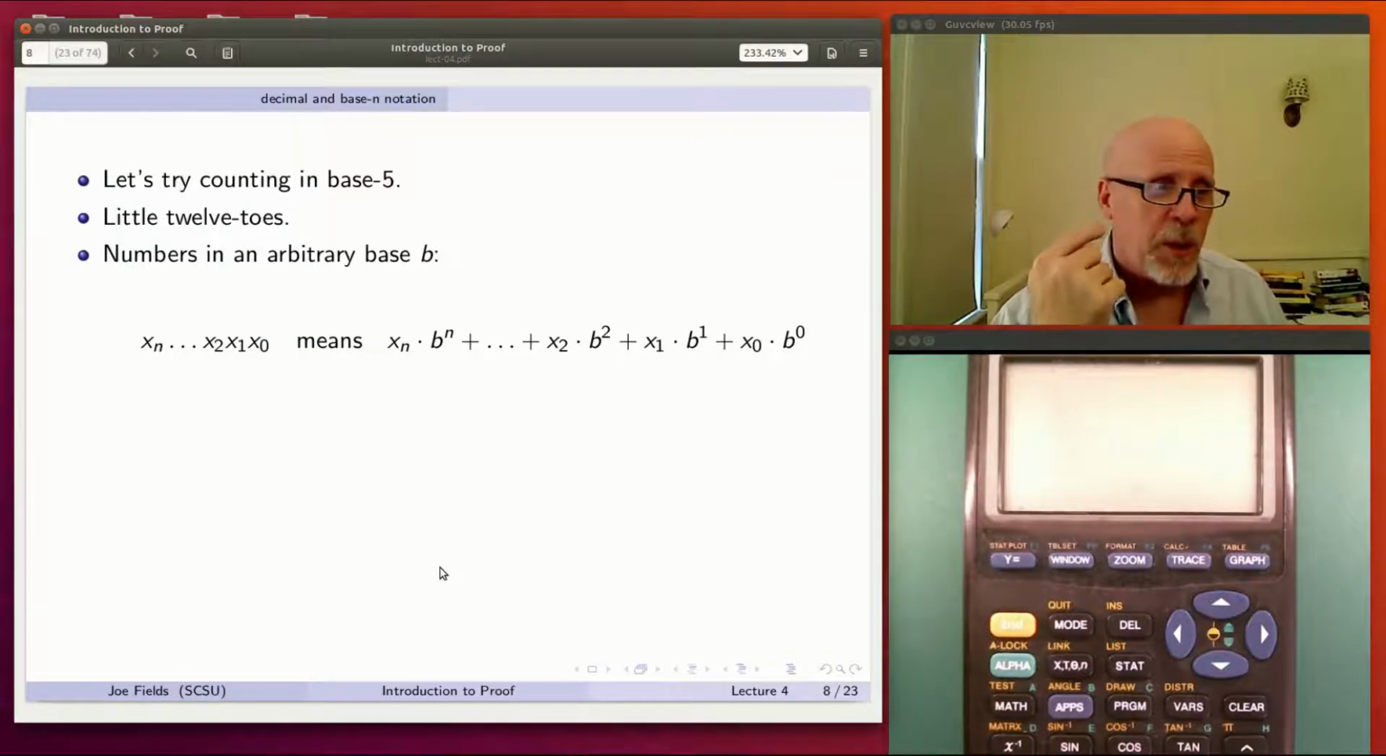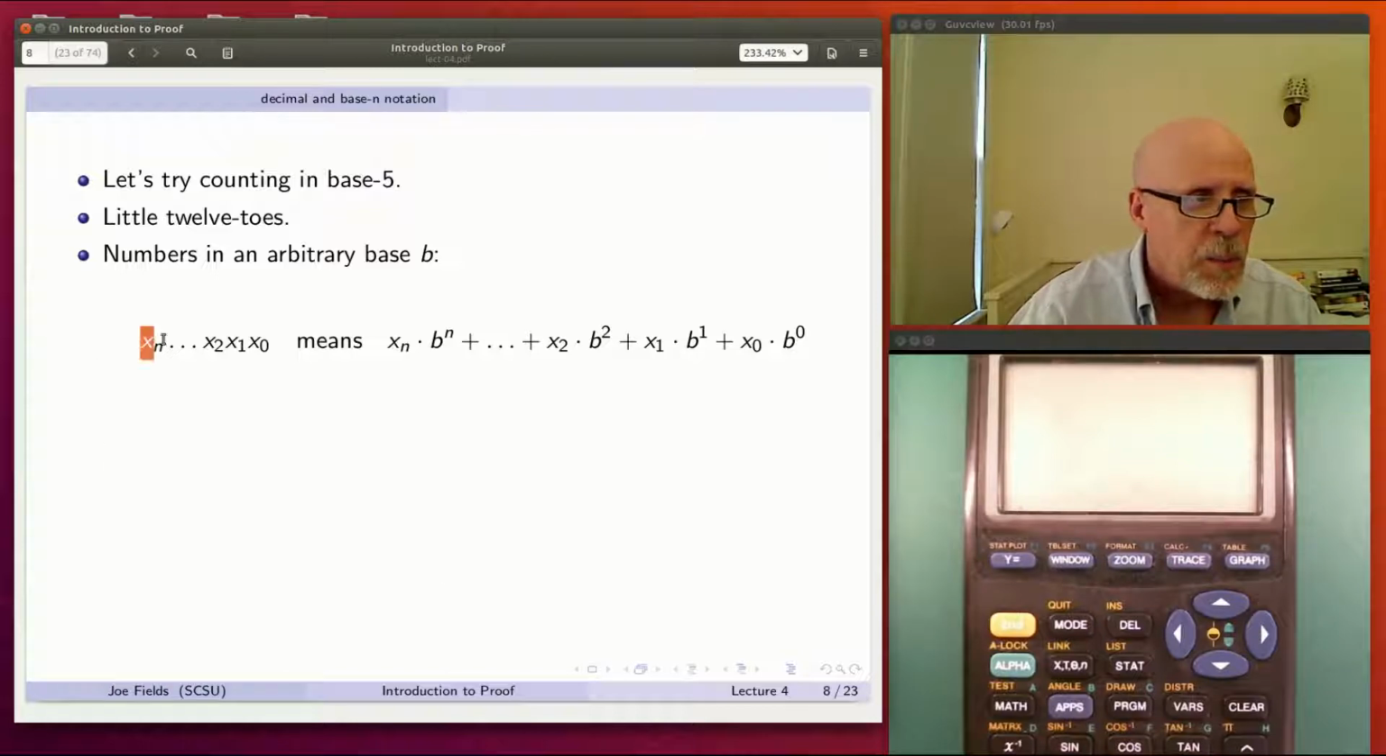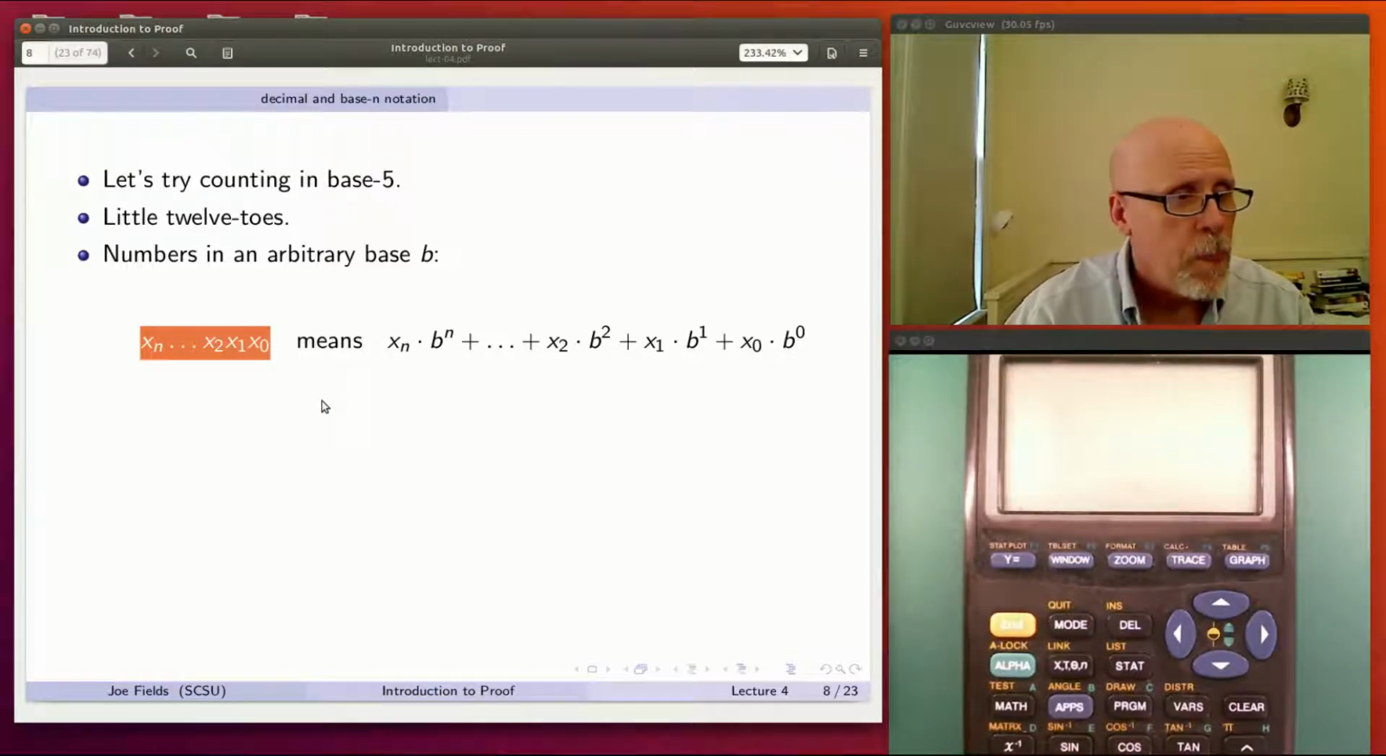If we're in an arbitrary base, then I'm using these x's with subscripts on them for the digits of a number. So I have, I guess that's actually n plus 1 digits. They're numbered 0 through n.